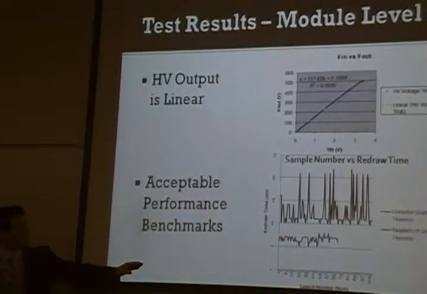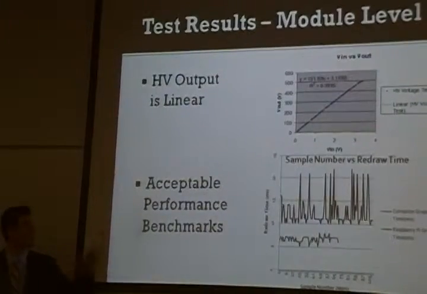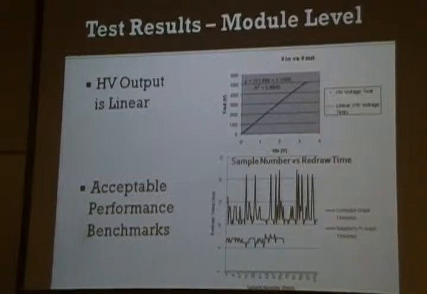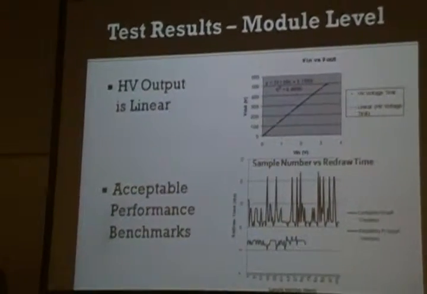The lower graph is a normal computer system. It's a dual-core processor, and then the top graph is the Raspberry Pi. The Raspberry Pi is a cheap little computer. It's $35, and it was graphing between 10 to 20 milliseconds.